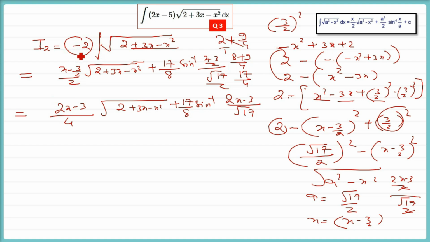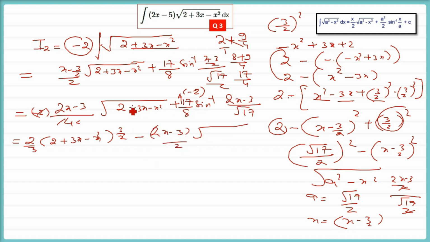Now negative 2 has to be multiplied inside. Let's multiply both terms with negative 2. So just assume that I am multiplying here with negative 2. Now I am going to add I1 along with this. We'll multiply by negative 2 and simultaneously add I1 so that we get I. What was I1? 2 by 3, 2 plus 3x minus x squared to the power 3 by 2. This was our I1. Now the first term, which is negative 2 multiplied by 4, will be negative 2x minus 3 divided by 2. Under root 2 plus 3x minus x square remains unchanged.